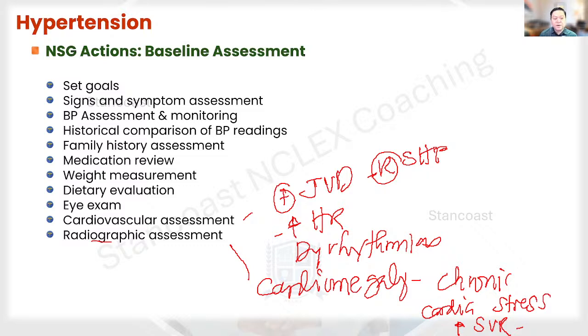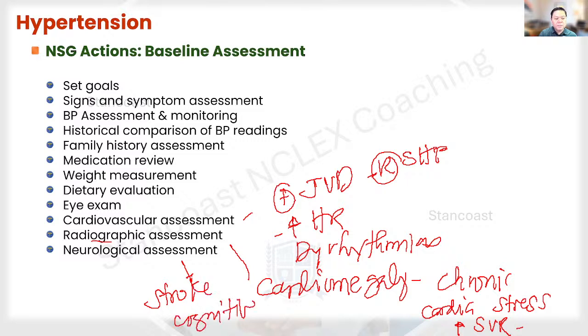Now, another assessment that we need to complete will be the neurological assessment. This is important, guys. And so if the person probably will have some kind of a stroke, let's say cognitive impairment, yeah, this can help out in identifying these complications. Stroke, cognitive impairment.